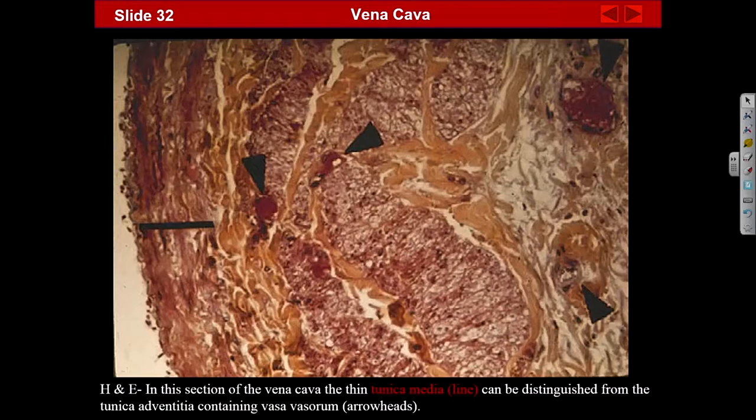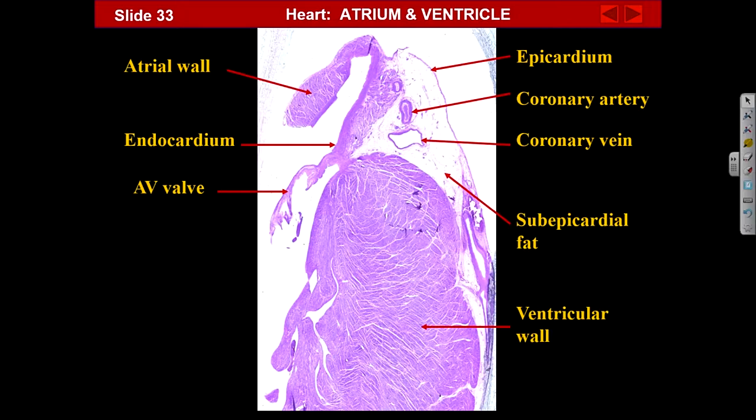They're all blood vessels. Okay, here's the heart. Remember, the three layers of the heart are analogous to the three layers of blood vessels. So we've got endocardium, myocardium, epicardium, and the thickest wall would be the ventricle, the thinner would be the atria, and then this valve is running from the atria into the ventricle, so this would be an atrioventricular valve. We can see coronary artery, coronary vein within the connective tissue space of the epicardium.